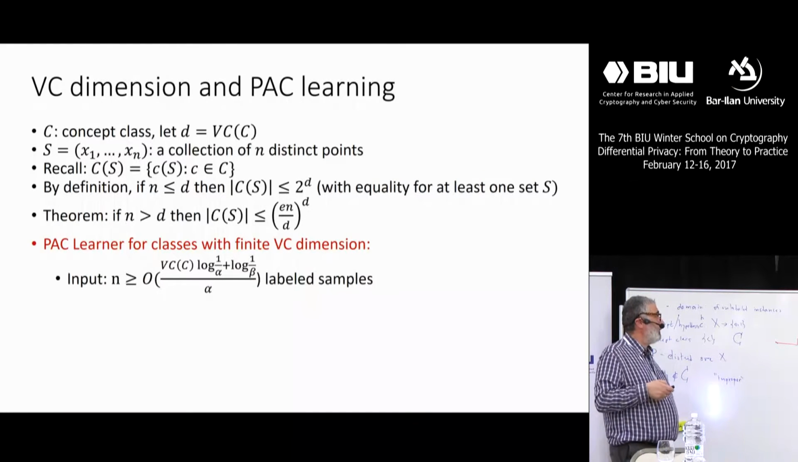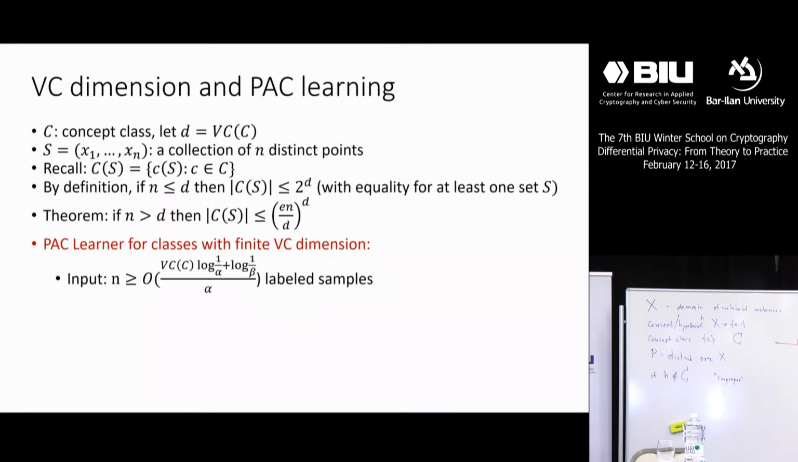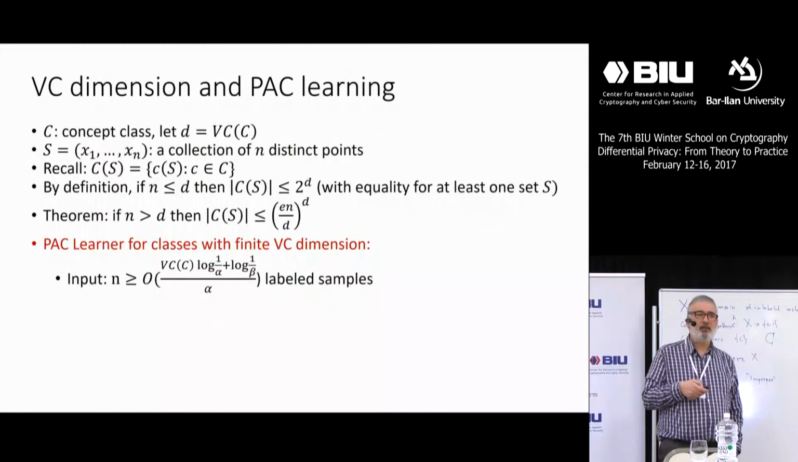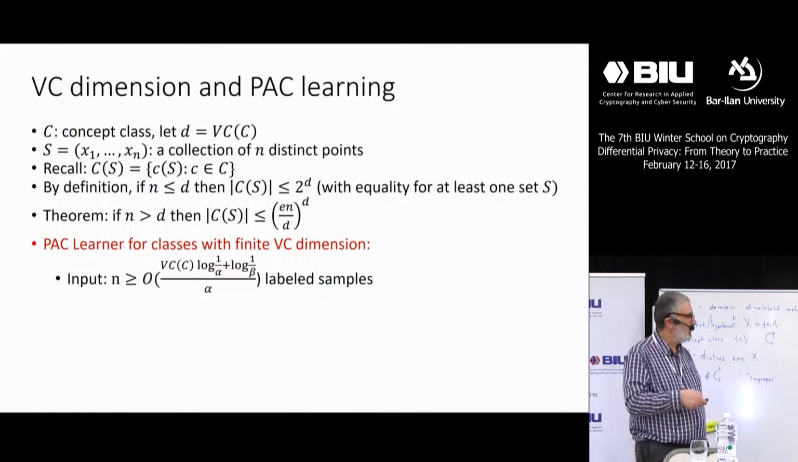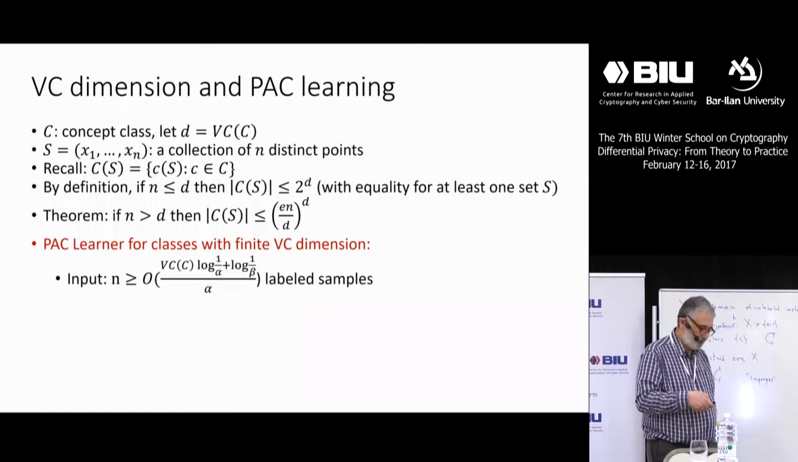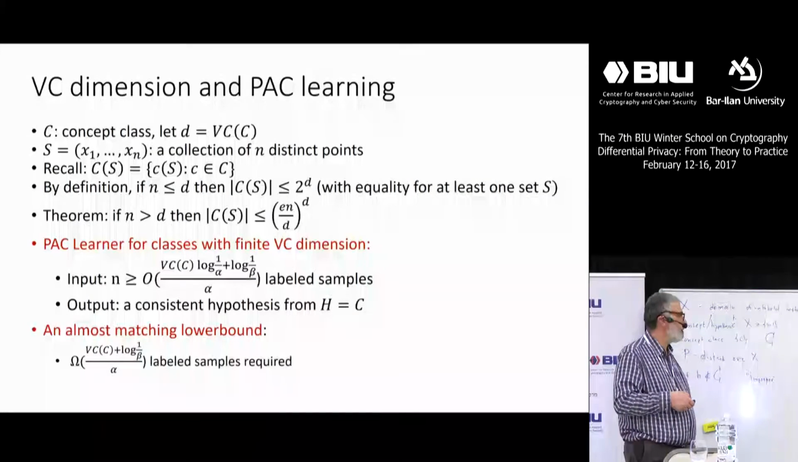And furthermore, one can show that if you have a concept class that has a finite VC dimension, then this can be used to bound the number of labeled examples that your learner needs to see. Okay, so you see that we get something that is linear in the VC dimension, and it depends on the other parameters. Okay, and if you have this number of labeled samples and you output a consistent hypothesis, then you're fine. Okay, and there's an almost matching lower bound. The only difference is this factor of log 1 over alpha here.